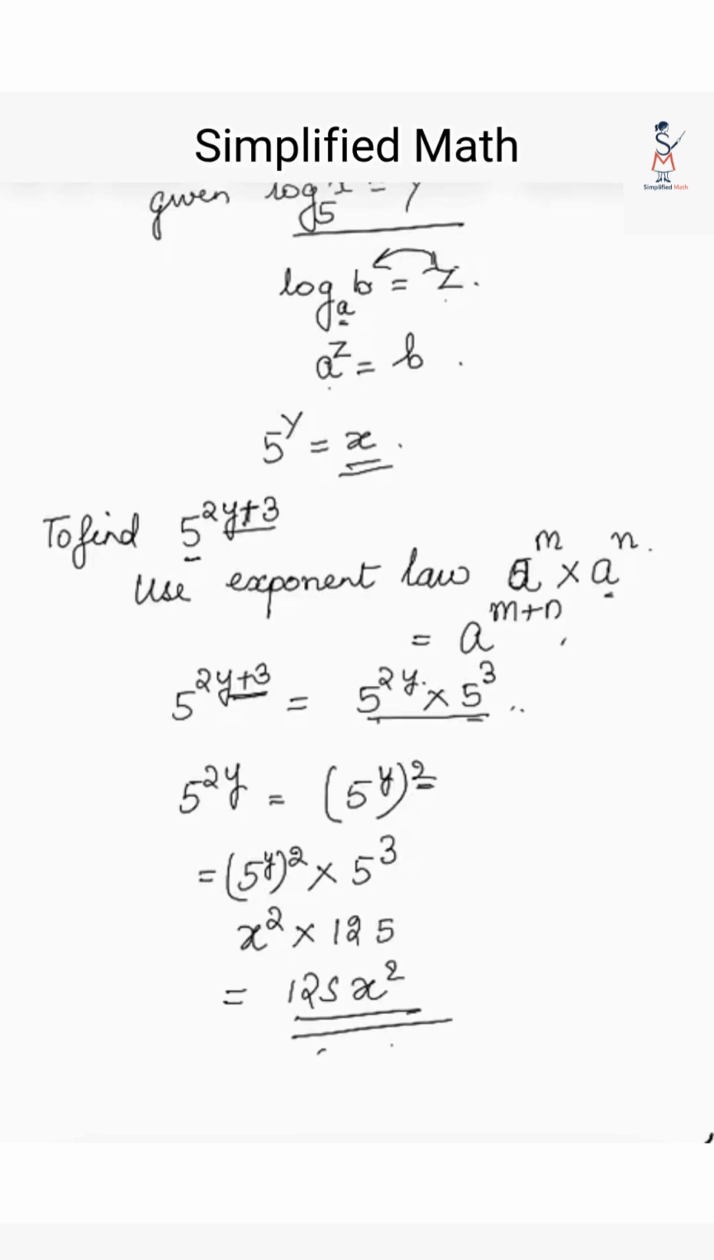So we have to use the exponent law over here and even the log law. So using both the laws we can find the value of 5 raised to the power 2y plus 3 like this.